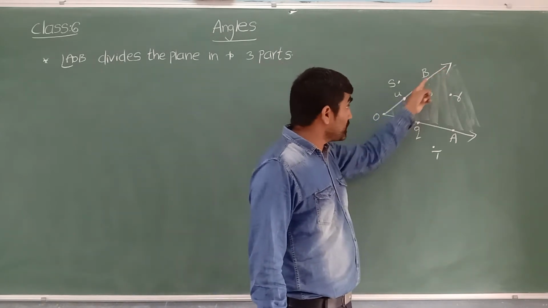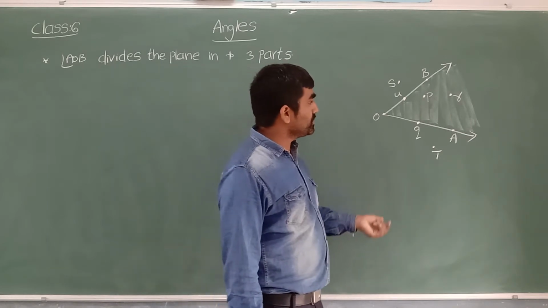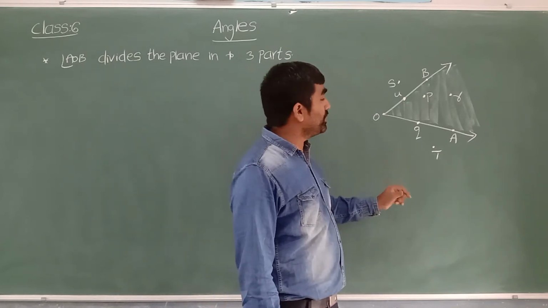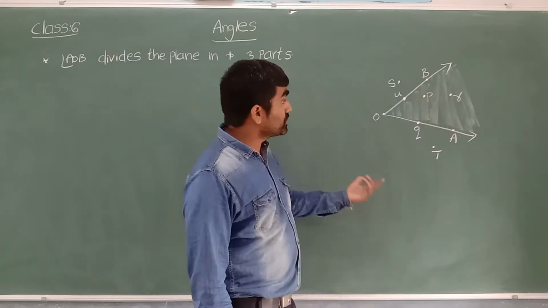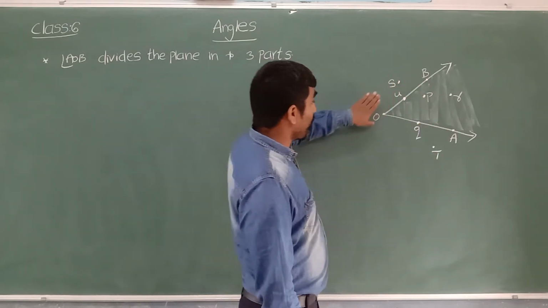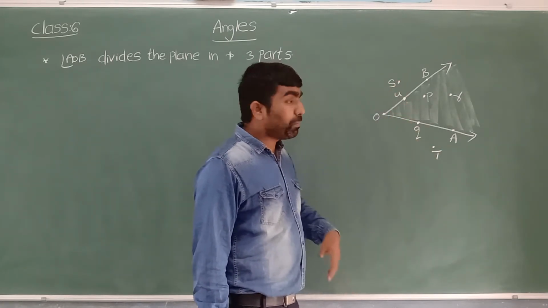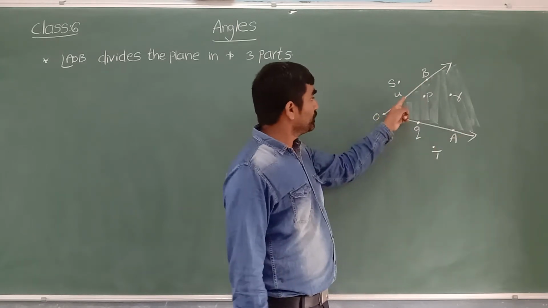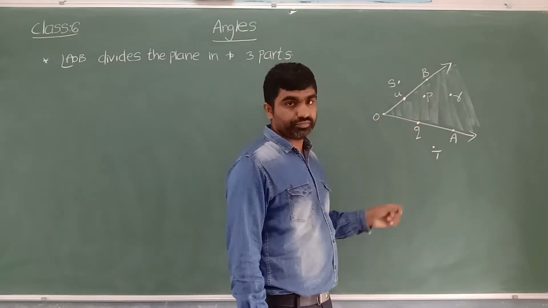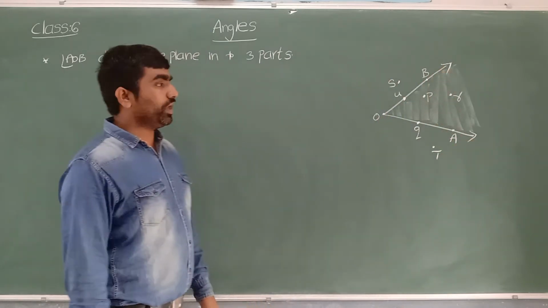Whatever the points are there on the boundary, they are called points on boundary. Now we can see the interior, I mean inside points of angle AOB, are P and R. Outside points, exterior points of angle AOB, are S and T. Points which lie on the boundary of the angle are U and Q. Those are the points which are there on the boundary of angle AOB.